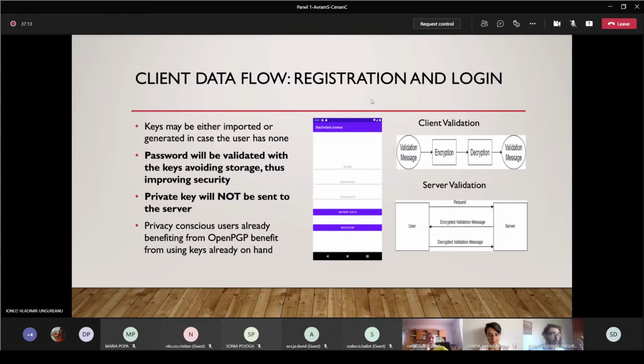For that reason, we perform a validation. I hope you can see my cursor right now. We take a validation message, encrypt it with the public key and decrypt it with the private key and the password. If the result is the same message, then the combination is valid. This is a simple procedure, but it's much more secure than storing the password.